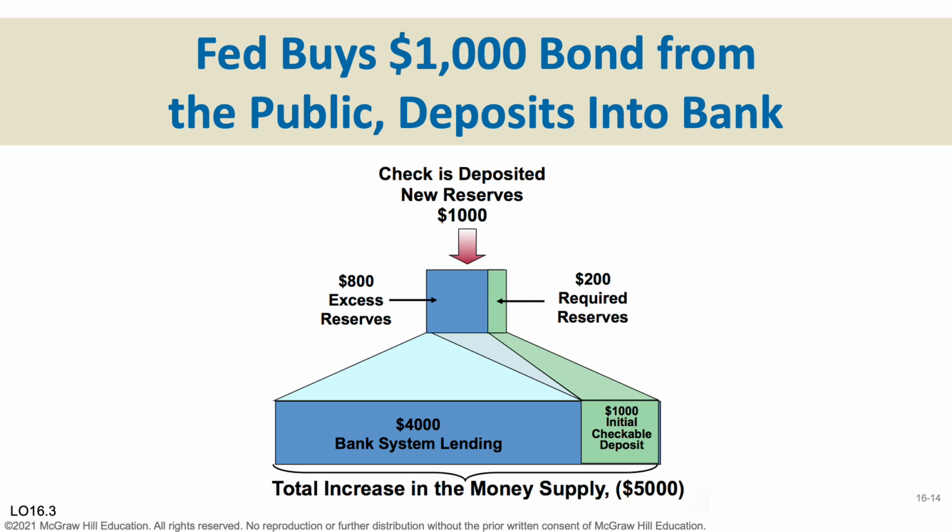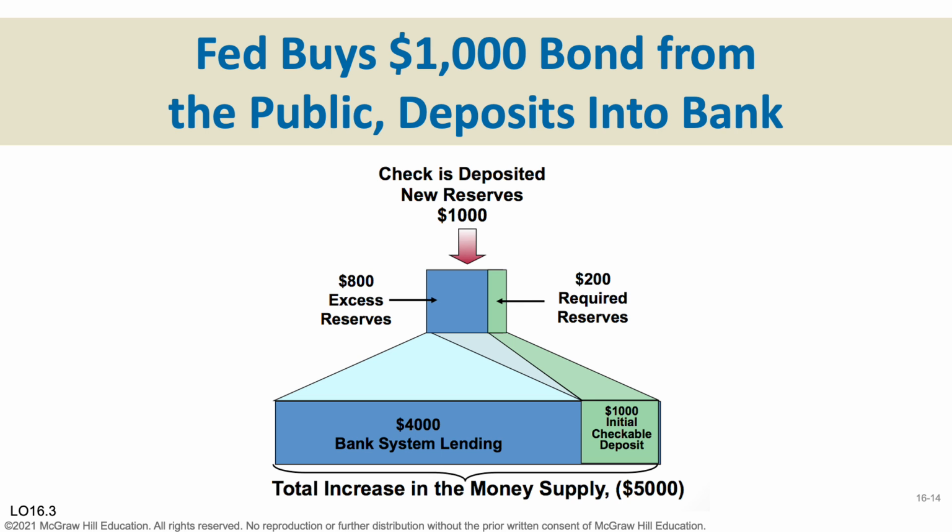So the Fed buys this $1,000 bond from you or I, somebody in the public. They pay us with a check. We deposit it at the bank. When we deposit it at the bank, that affects checkable deposits. The checkable deposits just went up by $1,000. Remember, the required reserve ratio was 20%. So 20% of that $1,000 goes to required reserves. So 1,000 times 0.2 is required reserves, $200. The rest of it would be excess. So 1,000 minus the 200 gives us 800 excess reserves.